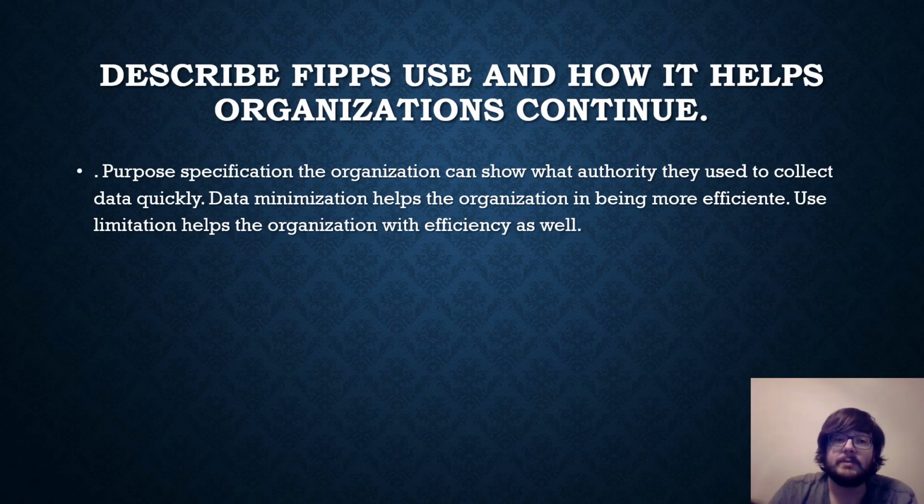Purpose specification. The organization can show what authority they use to collect the data quickly. Data minimization helps the organization in being much more efficient. If you're not collecting information you don't need, you won't have a waste of time. Use limitation helps the organization with efficiency as well. They're only going to use it for what they need it to and then move on.